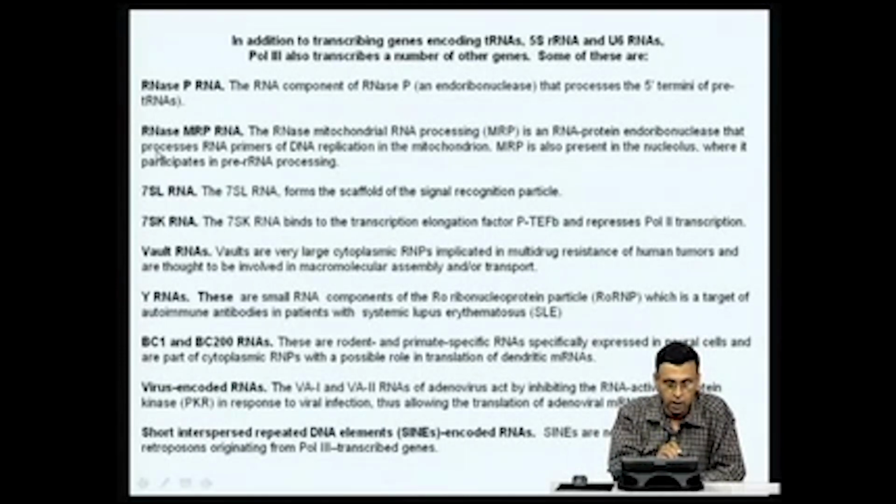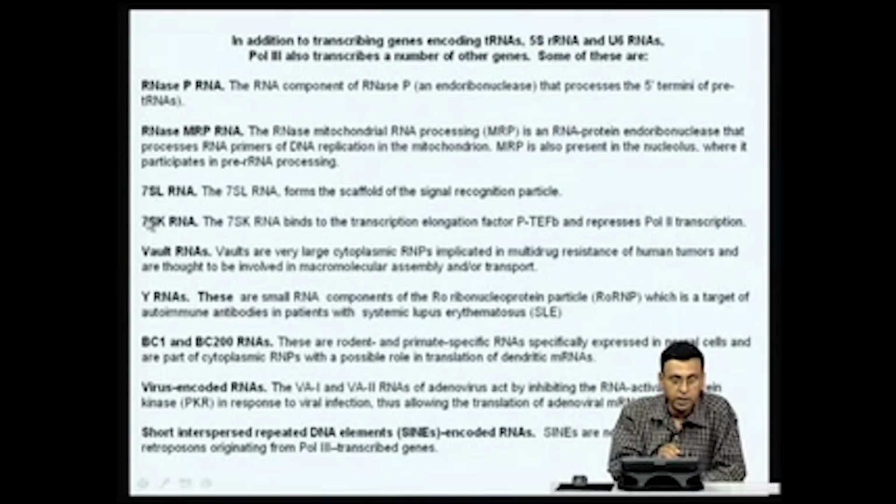Similarly, there is an RNA called MRP RNA, which refers to RNAs involved in mitochondrial RNA processing. It is an RNA-dependent endoribonuclease that processes RNA primers for DNA replication in mitochondria, and is also present in the nucleolus, where it is required in pre-rRNA processing. So, this MRP RNA is also made by RNA polymerase III.